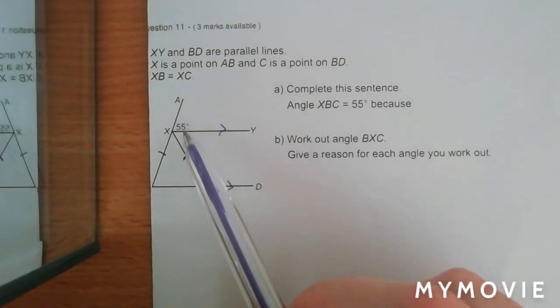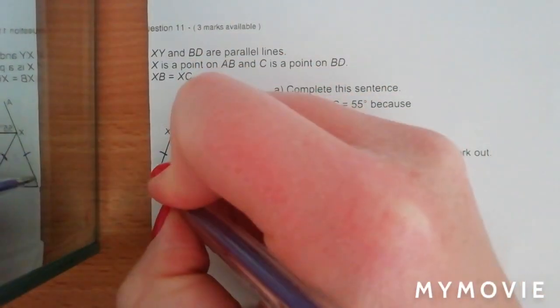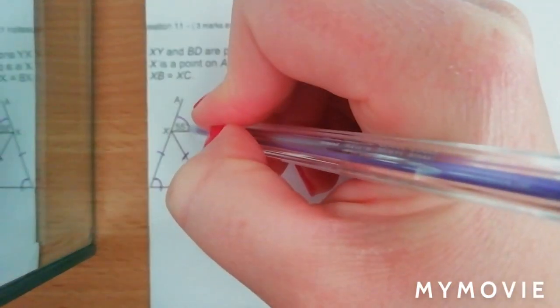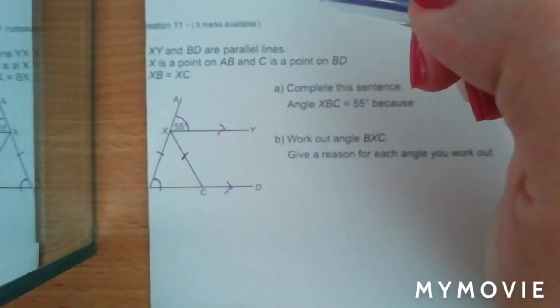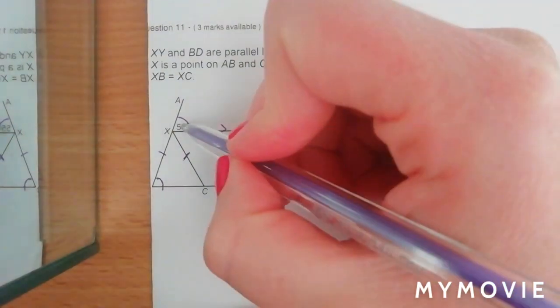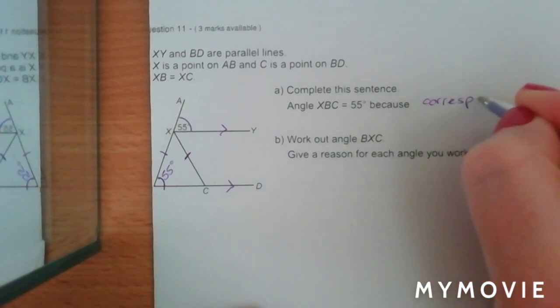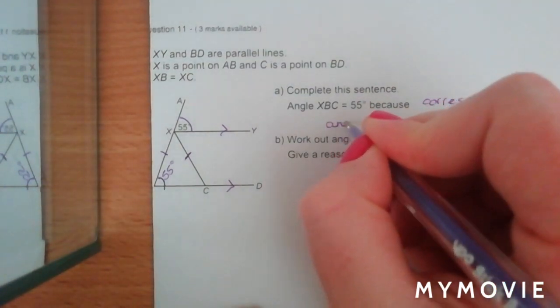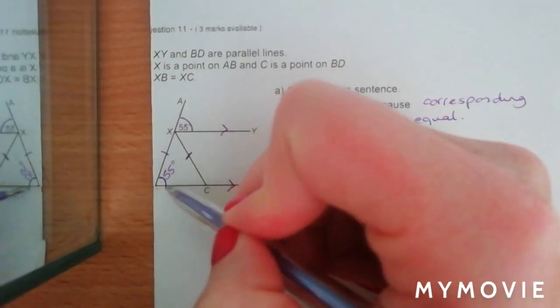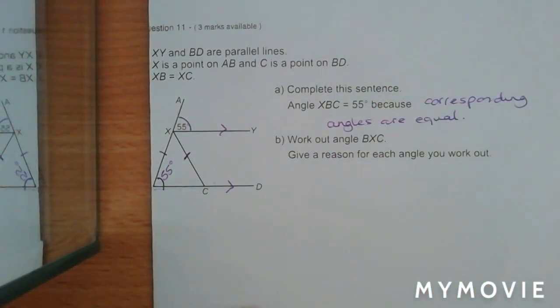Complete this sentence. Angle XBC, so XBC, this one, is equal to 55 degrees because, now what you should have noticed on the video clip is it starts to talk to us about angles in parallel lines. So this one and this one are equal because corresponding angles are equal. Now if we look at it, we can see that that is the case. Okay? That wasn't the one really that people needed to look at.